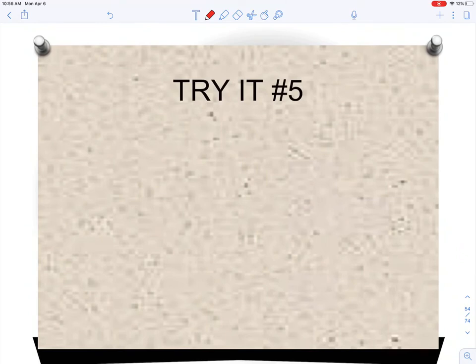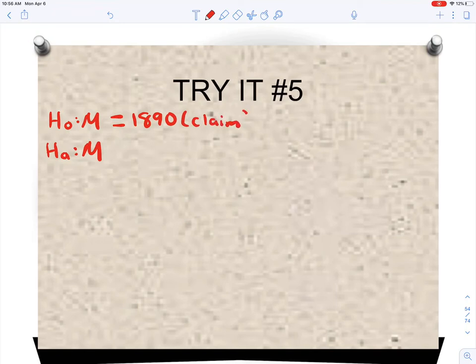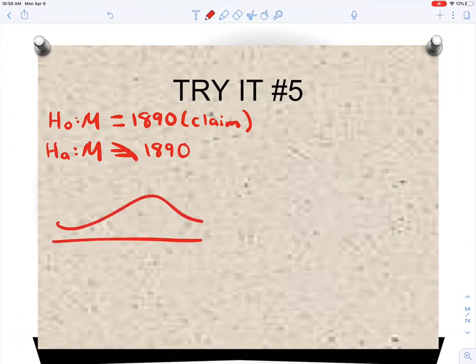All right, let's try another one here. It says the company also claims that the mean conductivity of the river is 1,890 milligrams per liter. So start by laying out your H sub O and your H sub A. This has to be equal to, and I know I'm talking about the mean. Okay, it says is 1,890, so that has to be this one. So the opposite would be here. So right away, I know that I'm looking at something that's two-tailed. So I'm going to need a negative T and a positive T.